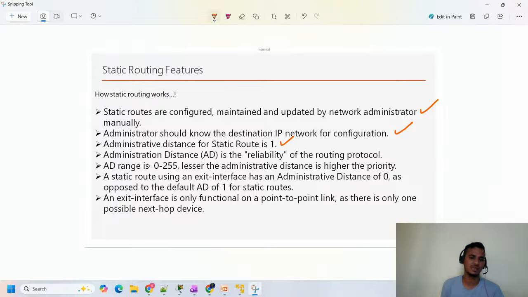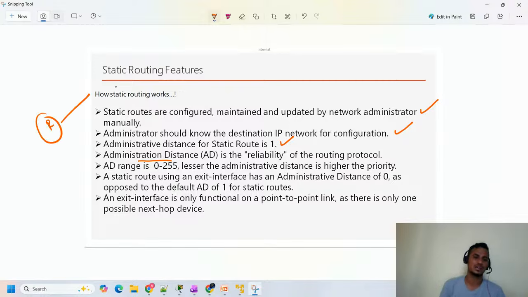What is AD value? AD stands for administrative distance. It means reliability, which means trust. So whichever route has the lower AD value is going to be more trusted. That is going to be more trusted. So that's why, in a router, right?